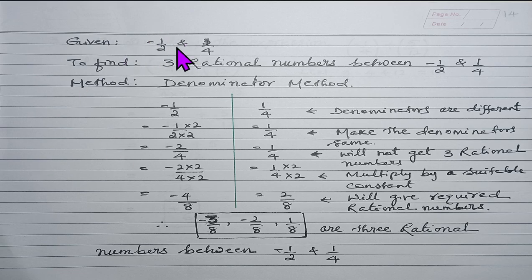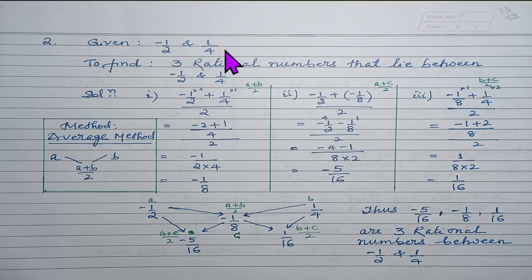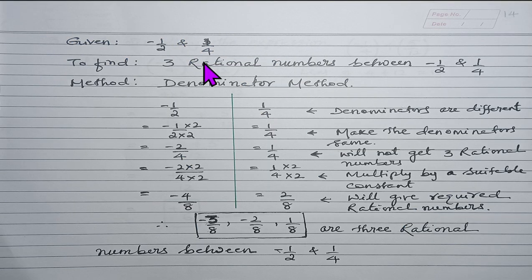So we have been given minus half and 3 by 4 as the two rational numbers. Minus half and 1 by 4 are the two rational numbers, not 3, it is 1 by 4. So three rational numbers we have to find out. So what we do is we will adopt a different method now, not the average method. This is called the denominator method. So let us understand this. I have explained very clearly here.